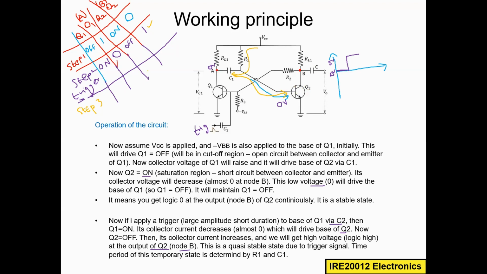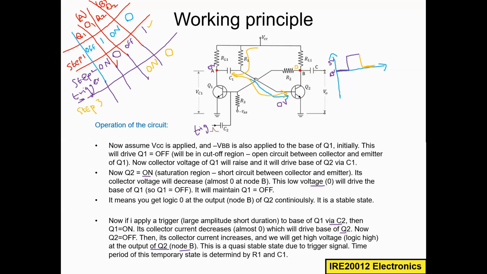So Q2 will go to the on condition because of the electric current from C1. Once it is on, this high voltage will go to the ground. Then this will become logic 0 again. So the output of Q2 will be 0, right? You can see here in this table, the output at node B is 0.